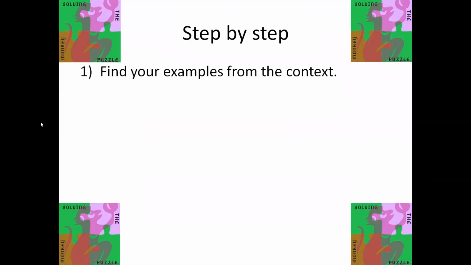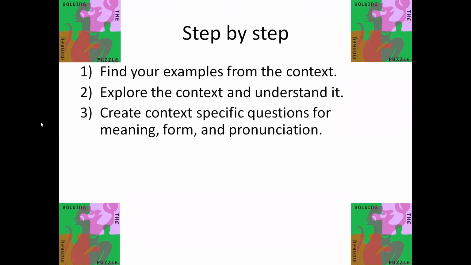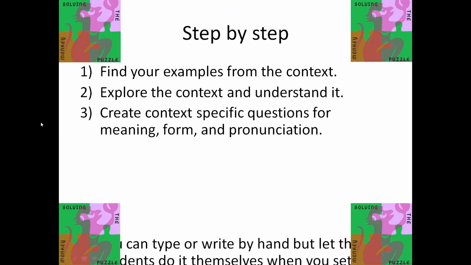So let's review the step-by-step process. You've got to find your examples from the context and put them on your worksheet. Then you've got to explore the context and make sure they understand it. We didn't talk about this so much before, but it's important to make sure that students read the text, at the very least for gist, so they understand what it's about or who it's about, for example. Then we've got to create these specific questions with a focus on meaning and form and pronunciation.